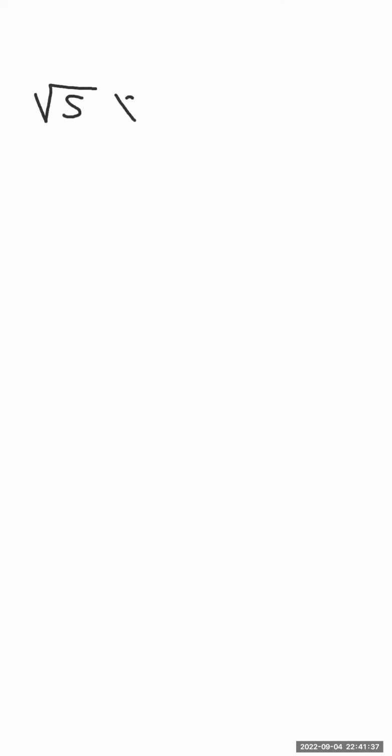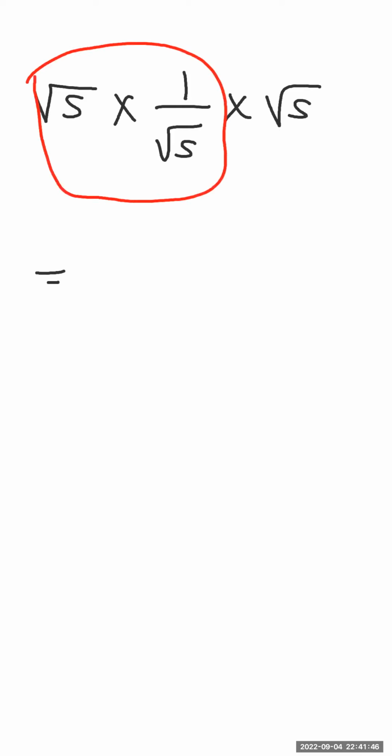Square root of 5 times 1 over square root of 5 times the square root of 5. Multiply the first two numbers. Square root of 5 over itself, 1, times the square root of 5. So square root of 5. Correct? Correct. Okay, the second one.